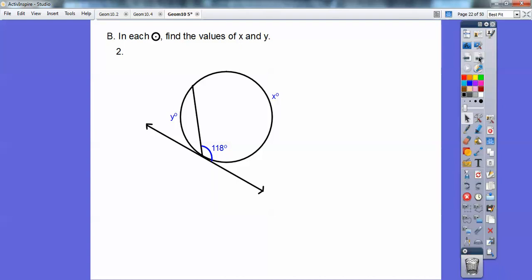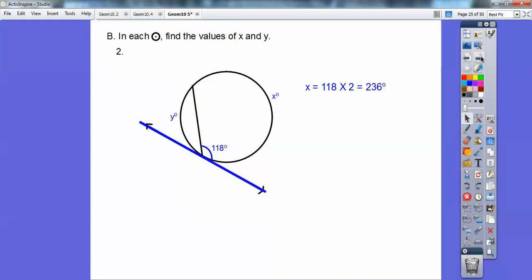Okay, so here I have this inscribed angle right here is 118, so it is half of this arc, so I have to double it to get x. When I double that, I get 236, so that's what x is right there. All right, so there's a couple of ways to get y right here.